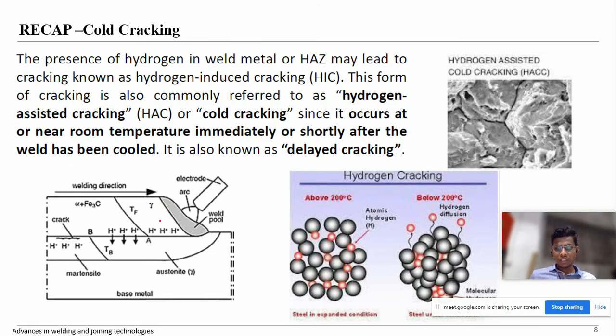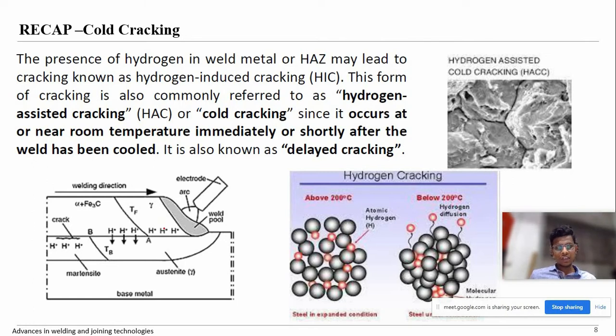Once the hydrogen content is more, diffusion happens. Because of that, diffusion happens to the nearby solidified metal or heat affected zone. Because the nearby region is also at higher temperature, it also has higher solubility. Diffusion happens from a higher region to a lower region, so this hydrogen will be diffused to the heat affected zone.